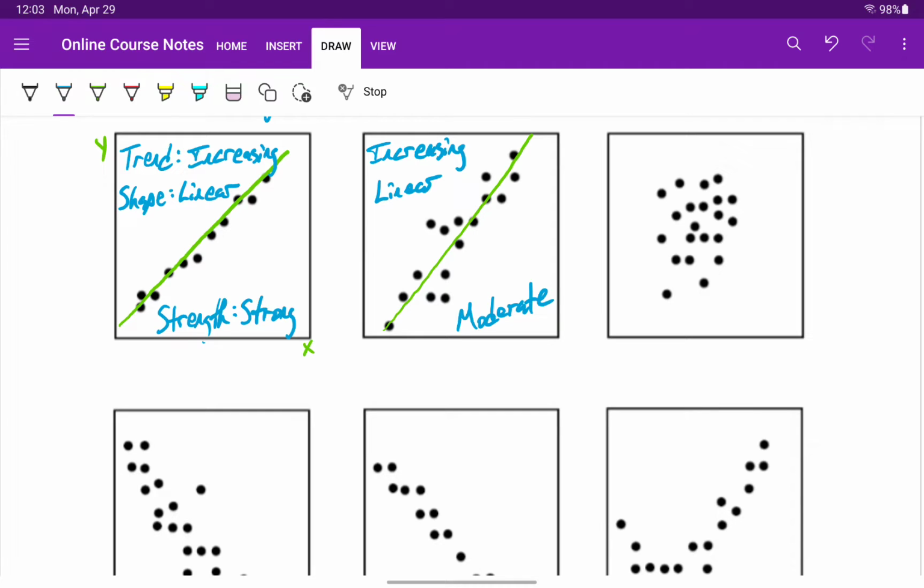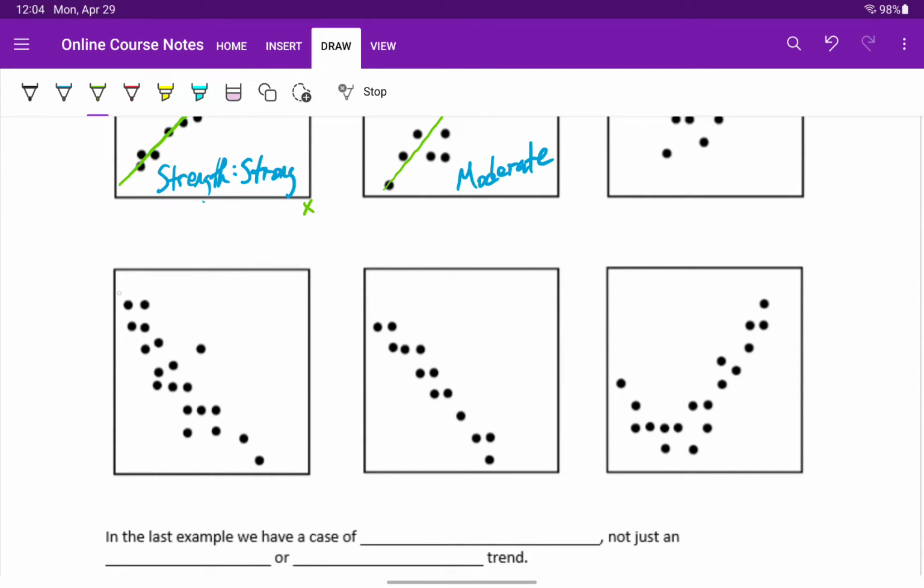In the third graph, we would just call this a case of no association. These points aren't really following any clear pattern, they're just scattered and random. There's no straight line pattern, they're not clearly increasing or decreasing.